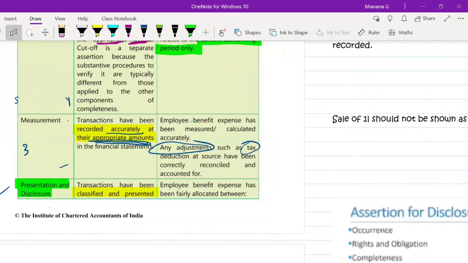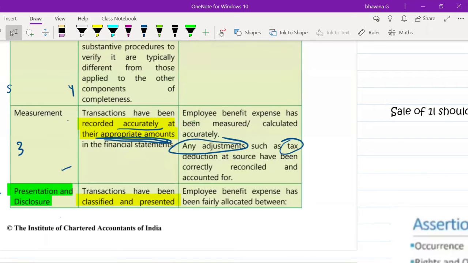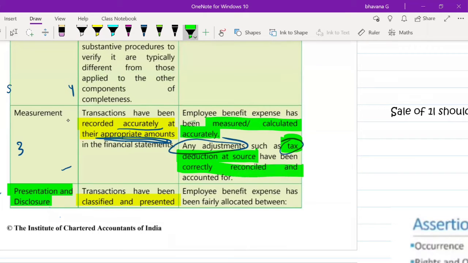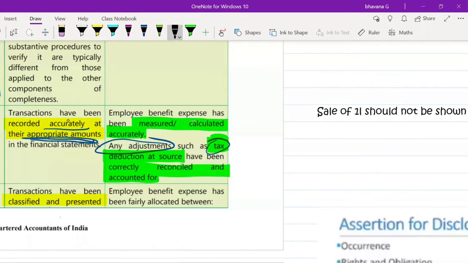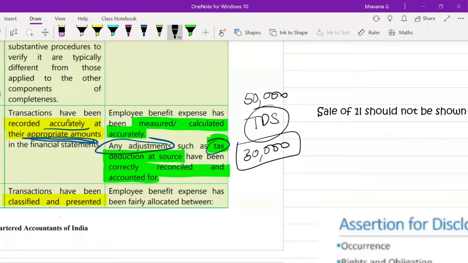Next is measurement. In measurement, it is whether the employee benefit expenses have been measured or calculated accurately. Suppose you had any adjustment such as tax, that is TDS, tax deduction at source. Have you done it correctly and reconciled and accounted for? Suppose you had an expense of 50,000, and in the P&L you had shown it as 30,000. That means the TDS, whatever was to be deducted, you have deducted properly.